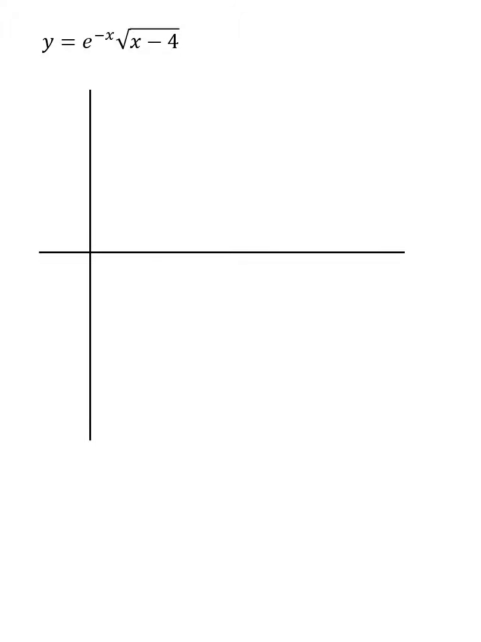All right, to graph this function, let's go through the four major features of a graph and see what they can tell us about it. The first major feature is the x-intercepts. To find an x-intercept, you set the function equal to 0 and solve for x.